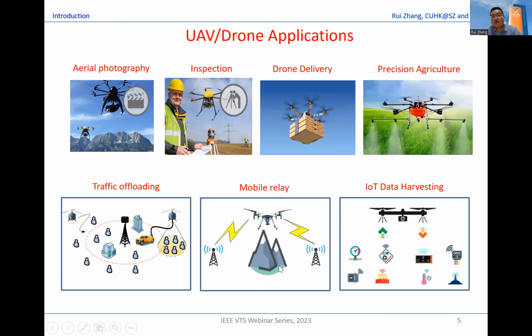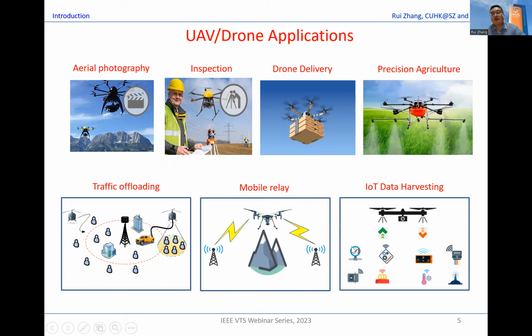Another scenario is, for example, when you have two base stations that need to have a backhaul, but in this case, the only possibility is wireless backhaul. In this scenario, we can also deploy a UAV as a mobile relay, and then it can help establish backhaul links to connect these two remote base stations.